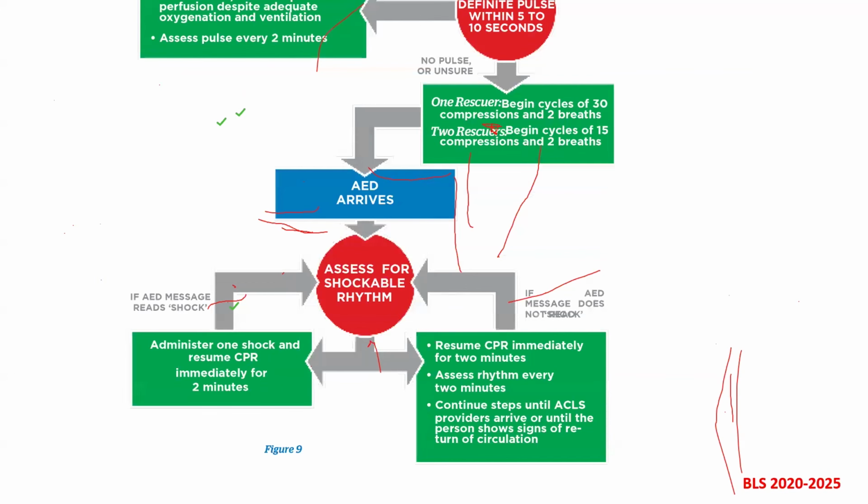When the AED arrives, assess for a shockable rhythm. If the AED message reads shock, administer one shock and resume CPR immediately. Then 2 minutes of CPR and repeat the process. If the message says do not shock, resume CPR immediately for 2 minutes, assess the rhythm again, and continue the steps until ACLS or PALS providers arrive or until the person shows signs of return of circulation.